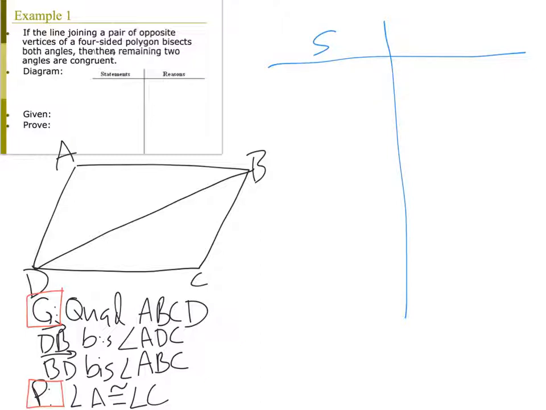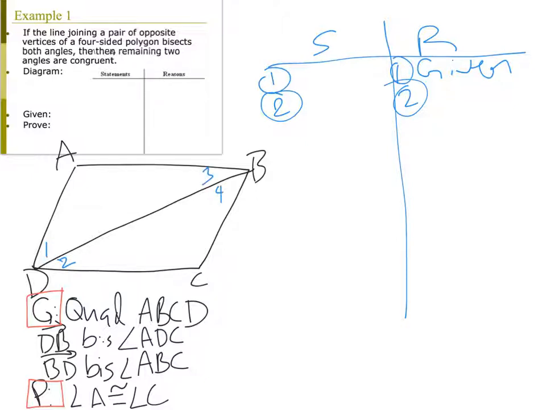Oops, not statement. There we go. So we got my given that I just wrote. And all right. Well, I'm thinking I want to prove those two triangles congruent so I can get A and C congruent from CPCTC, right? Really, this proof isn't too bad once it's all written up. The writing it up is the hard part. Well, if those two angles are being bisected, I'm going to label them as 1, 2, 3, and 4, make it a little easier.